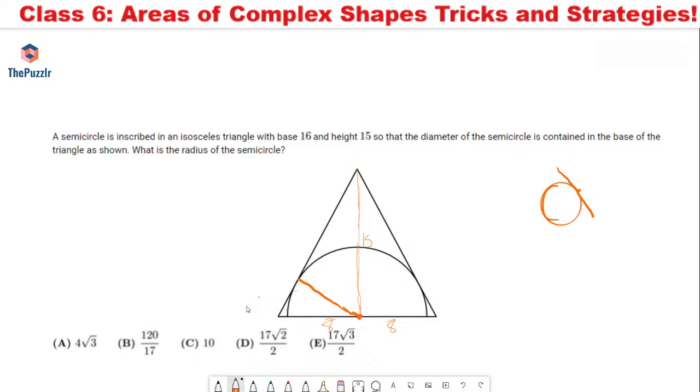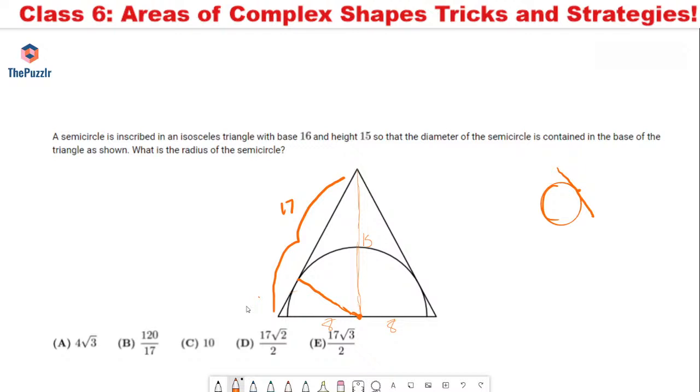Okay. Now, notice first of all that this is a right triangle, right? We split an isosceles triangle in half. That's a right triangle. 8, 15, and 17. That's another one of the Pythagorean triples that I told you to memorize. So I'm going to write that here. This is 17. This whole thing is 17. Okay, so what do we have now? Let's see.